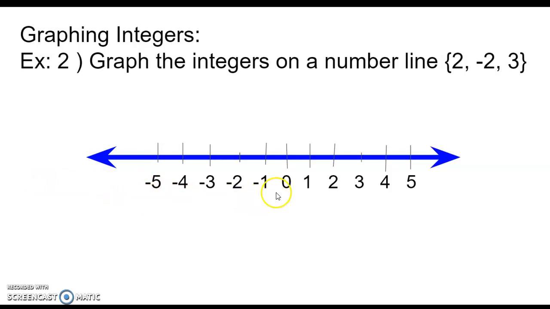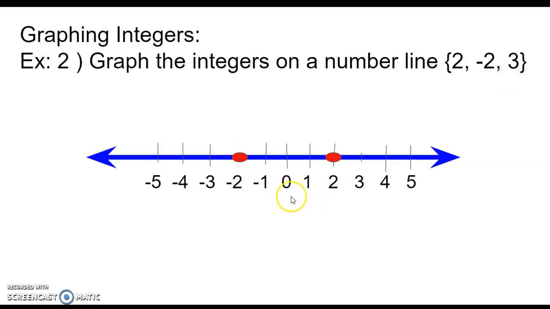And so we're going to graph these numbers. The first one says 2. So I'm going to find it on my number line. I'm at 0 right now. I'm going to go up to 2, and I would put a dot there. That's how I graph it. Now the next one says -2. So I'm going to start at my 0, find -1, -2. So it's going to be right here.